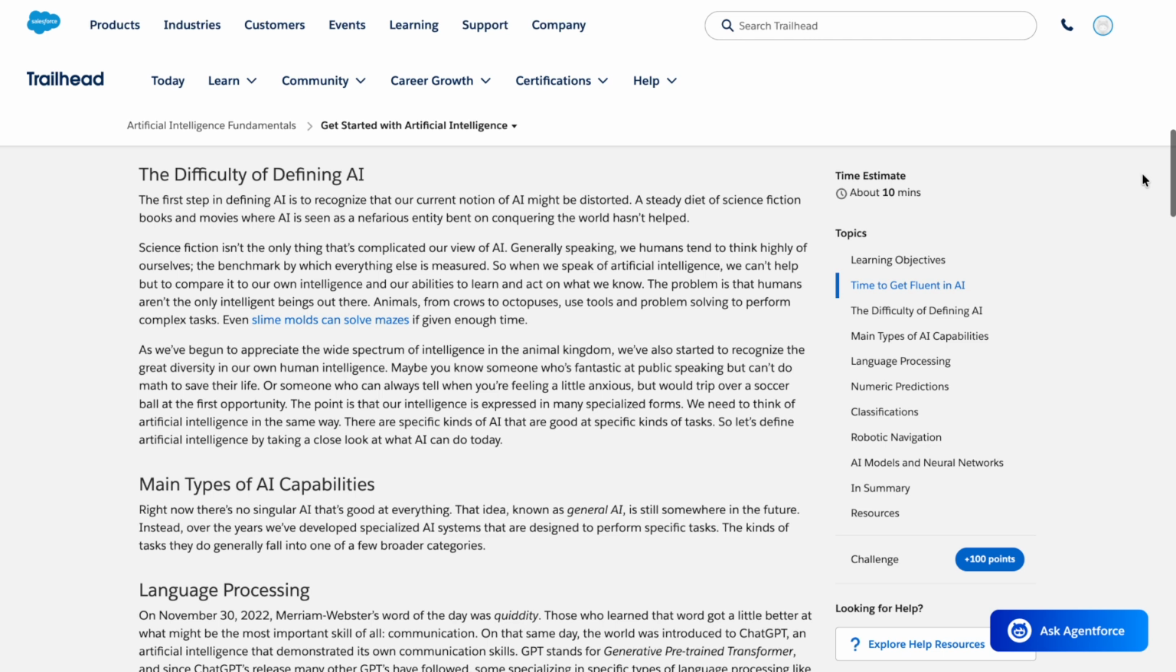Generally speaking, we humans tend to think highly of ourselves, the benchmark by which everything else is measured. So when we speak of artificial intelligence, we can't help but to compare it to our own intelligence and our abilities to learn and act on what we know. The problem is that humans aren't the only intelligent beings out there. Animals, from crows to octopuses, use tools and problem-solving to perform complex tasks. Even slime molds can solve mazes if given enough time.